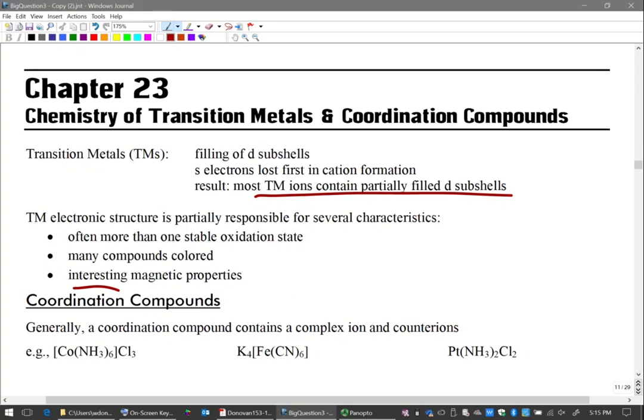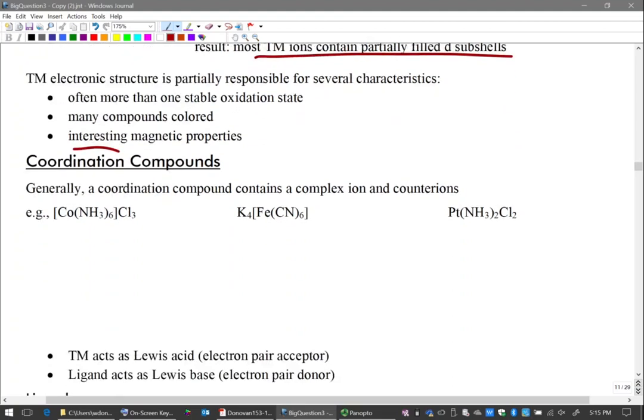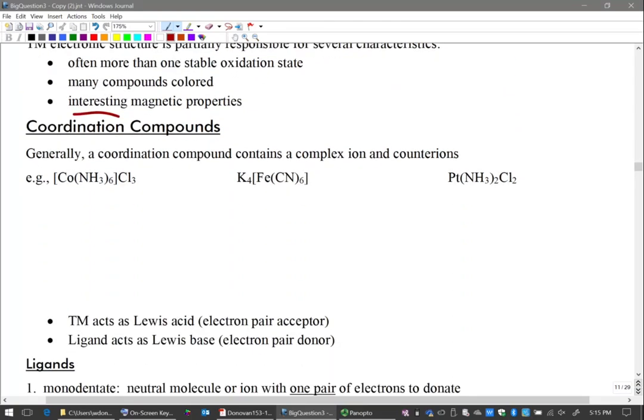Given that that happens, you get this very interesting situation with magnetism that's not what you'd expect from Chapter 8, where it's 3d6, so it's got 4 unpaired. We're not going to worry about that as much because we could spend weeks on just that. And we've got bigger things to deal with.